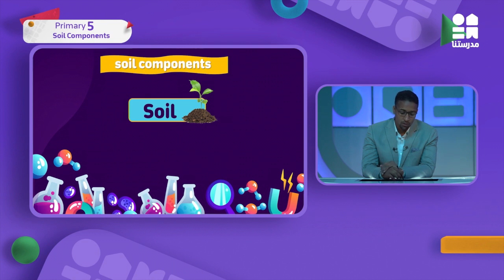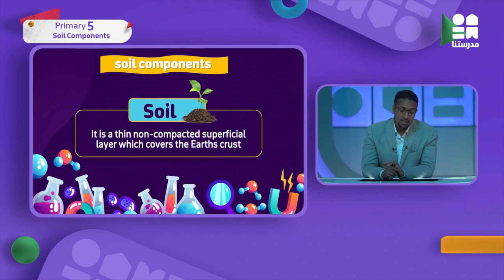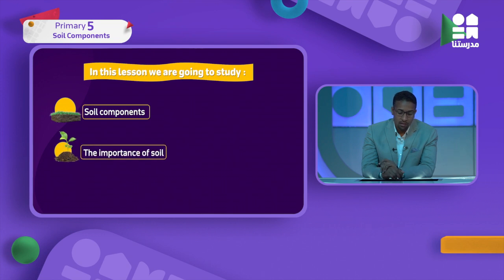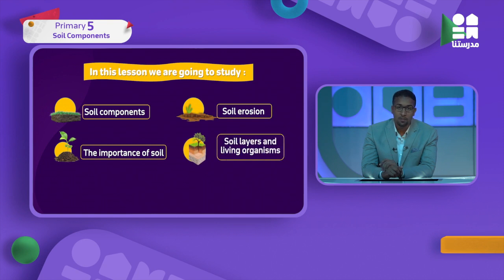We studied last episode, the first thing, the definition of soil. Soil is a thin, non-compacted, superficial layer which covers the Earth's crust. And we studied the soil components. Also, we studied the importance of soil, but in this episode we will study soil erosion, يعني تآكل الsoil, and soil layers and living organisms. هنعرف layer of soil, طبقات الsoil, و living organisms اللي موجودين فيها.